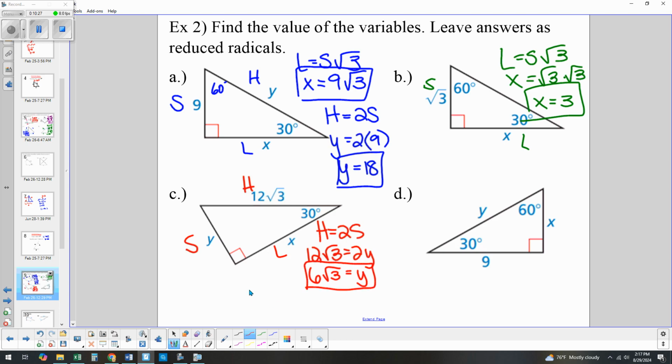So there's my y. And I'm actually going to put it onto this picture because now when I set up L equals S root 3, x will go in for L, but now 6 root 3 will go in for the short side. X is alone, but root 3 and root 3 can be combined to become regular 3, and 6 times regular 3 is 18.